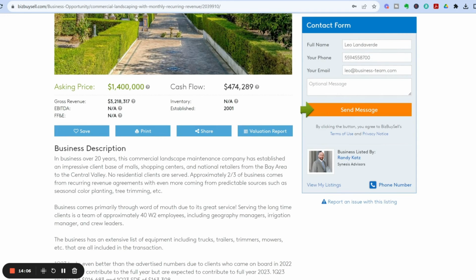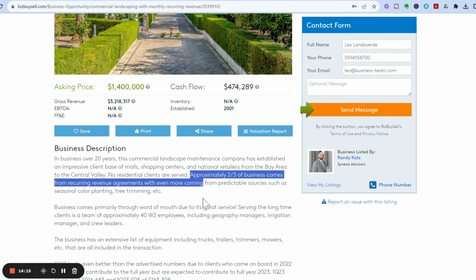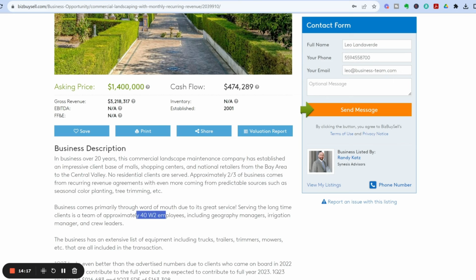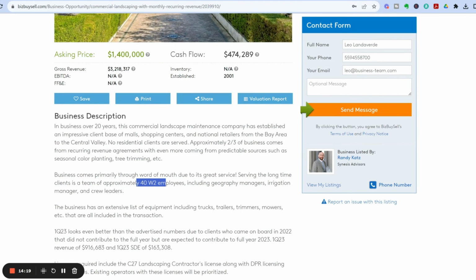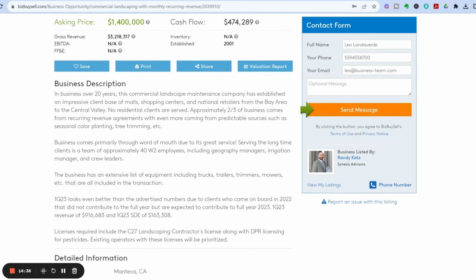Two-thirds of the business comes from recurring revenue agreements. That is gold. 40 W-2 employees. I wonder what the payroll is. Gross revenue of $3 million. So if you take the 475,000 divided into the 3,218,317, that gives us 14% net income. Not bad. Could be a little better.